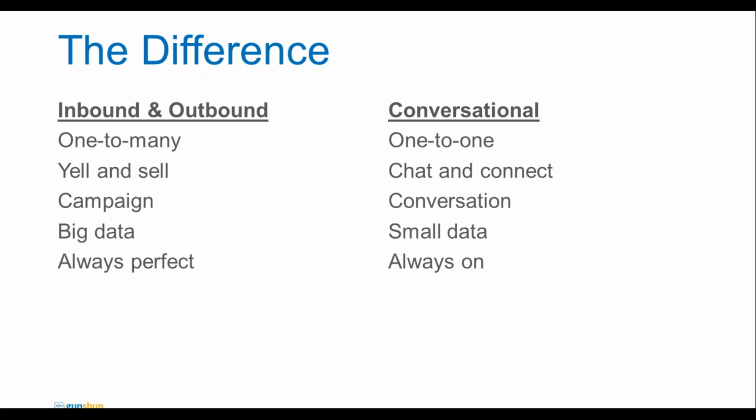Inbound and outbound also tend to be always perfect. And what we mean by that is, when you're creating, say, a TV commercial, for instance, you're spending a lot of time to create a piece of collateral that is going to appeal to a very large mass of people. So there's a lot of time, effort, and money also spent to create the perfect piece of marketing collateral.